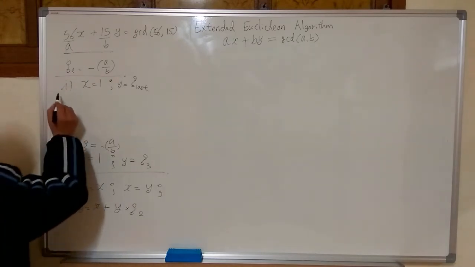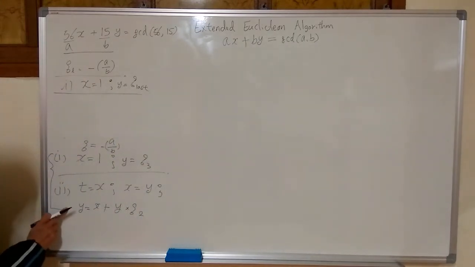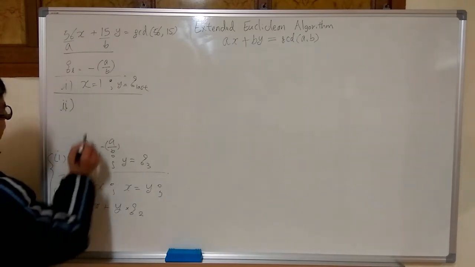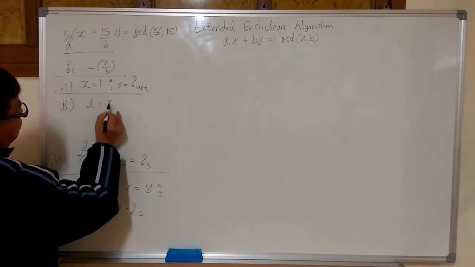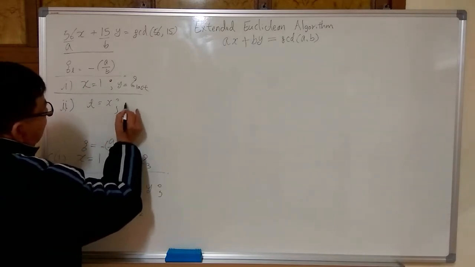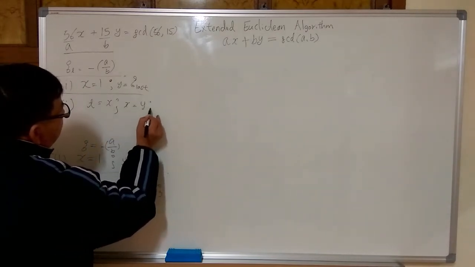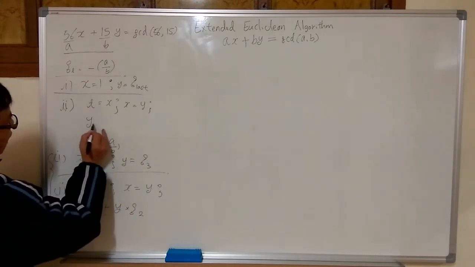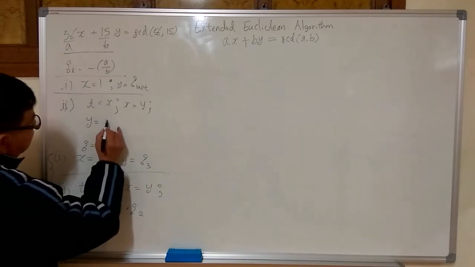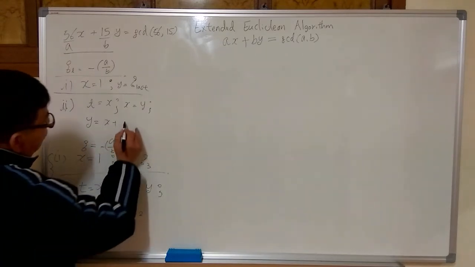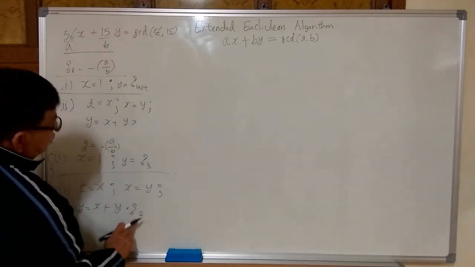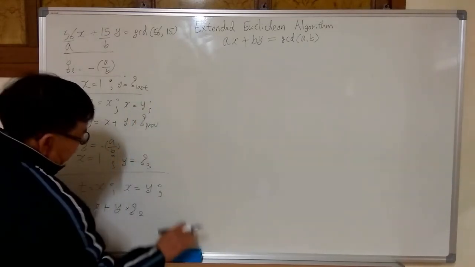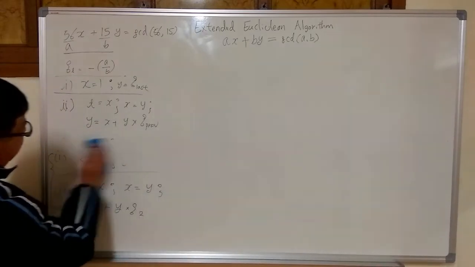Then at the second step, it will be called recursively, repeatedly. Secondly, we will save x to a temporary place. Then x will be y, the previous y will be assigned. Then y will be x plus y times q, the previous one, q prev, like this. This is the algorithm.